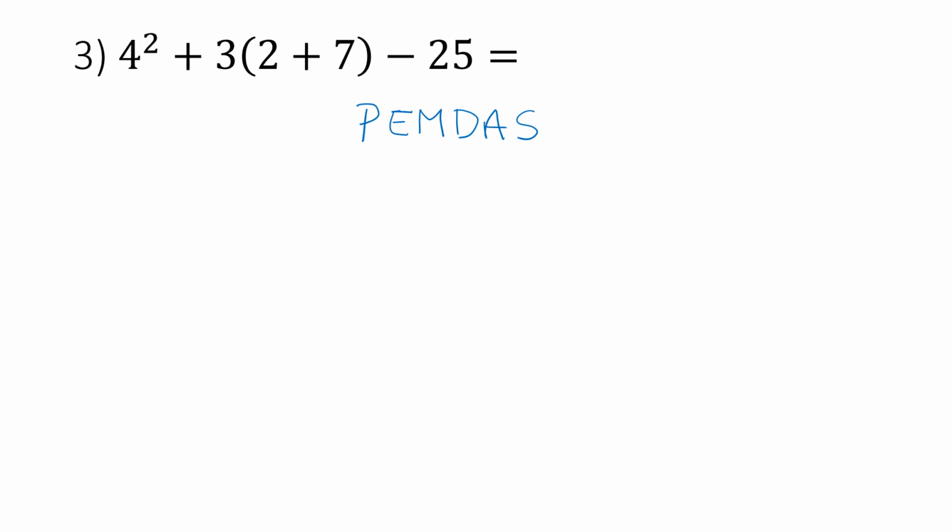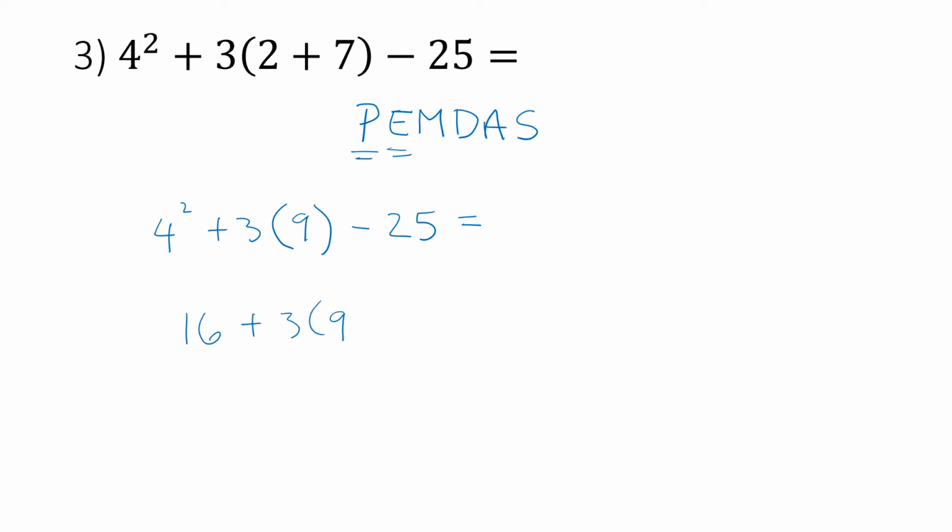Right, so PEMDAS: we have parentheses, exponents, multiplication, division, addition, subtraction. So parentheses always go first. With that, I would have 4 squared plus 3, and I do my parentheses. I'll end up here with 9, 7, 2 plus 7, that's 9, minus 25. And that's parentheses out of the way. Then I do exponents. Yes, I see an exponent here. So that will leave me with 16 plus 3.